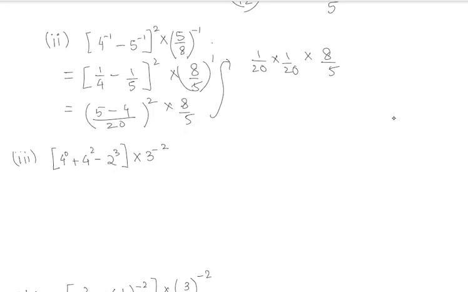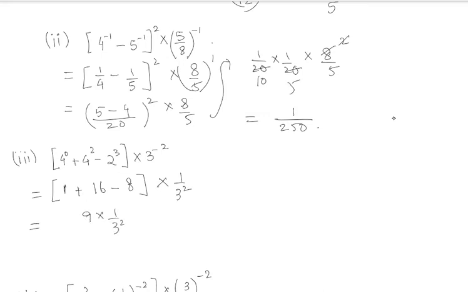Now if I calculate, I can cancel a few of the numbers. 4 5s are 20, 4 2s are 8, and this is 10, so this becomes 1/250. The next, third question, 2 part 3, is also evaluate or simplify. So a number to the power of 0 is 1, plus this is 16, 2 cube is 8, multiplied by (1/3) square. So this is 17 minus 8, which is 9, into (1/3) square, and we know 3 square is 9, so 9 into 1/9, the answer is 1.